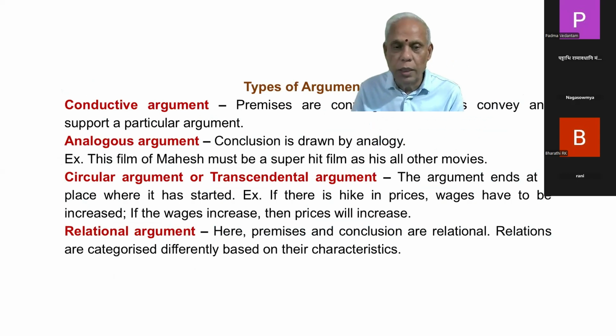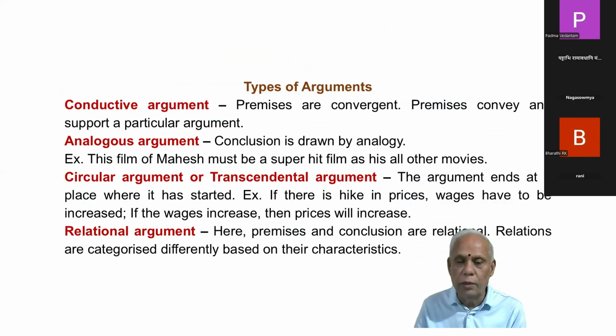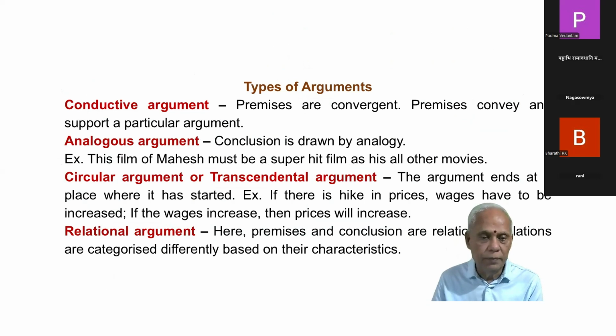And now we'll look at some types of arguments. What can be the various types of arguments? Conductive argument. Here, premises are convergent. Premises convey and support a particular argument. Conductive argument means both the premises given are convergent, meaning they lead to the same answer. Then naturally we get the conductive argument, the positive argument, depending upon these two premises.